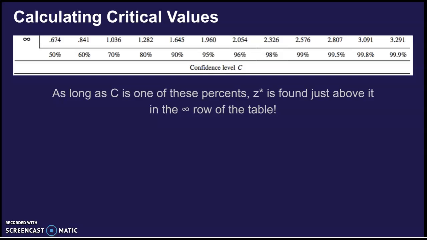So if I wanted a 98% confidence interval, what value would I use for my z star? Think about that for just a moment. Well, I hope you picked 2.326, because that's the number directly above the 98%.